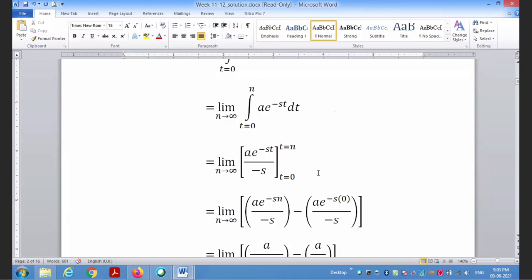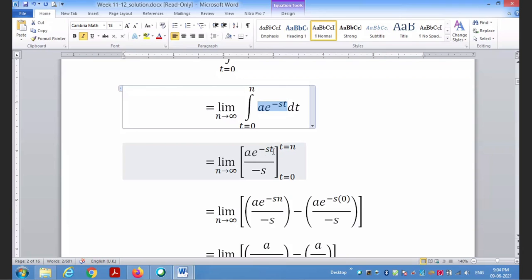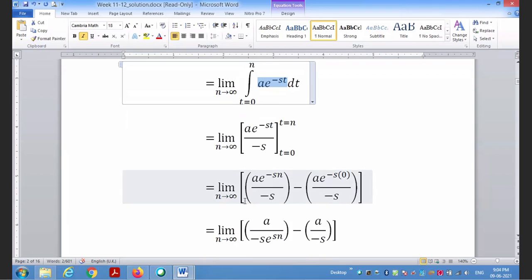Okay, now, so you integrate this, you will get a e minus st over minus s. Of course, you need to evaluate this, t from 0 up till n. First, you substitute. This one is t, right? You substitute t with n first. So you have a e minus sn over minus s. And then you minus, you substitute t with 0. So a e minus s times 0 over minus s.